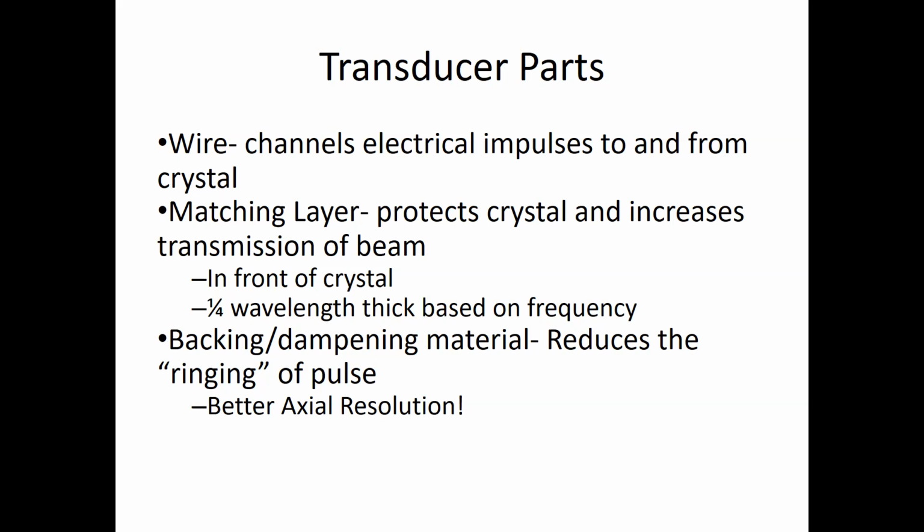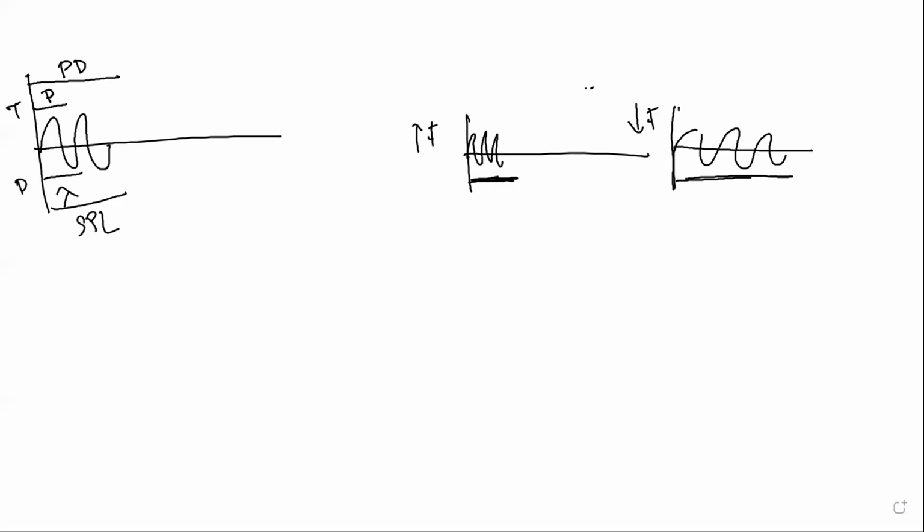And then we have what's called a backing or dampening material. And this is interesting. So we've talked, let me share screen real quick. Let me get my whiteboard. We've talked pretty generically about what our pulses look like, but what they truly look like. Okay, let's clear all this.